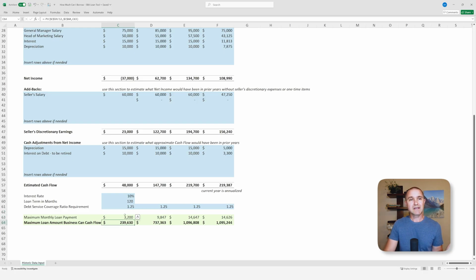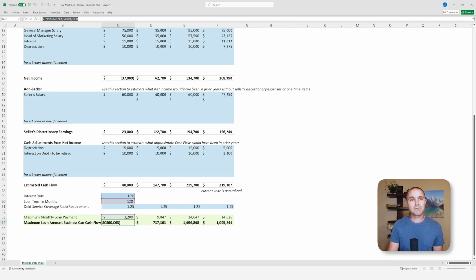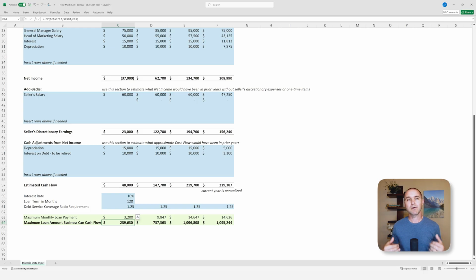And then from there, we can back into, and we've got this fancy little equation up here, the maximum loan amount that this business can cash flow. Based on this $48,000 of cash available to make loan payments and a 1.25 debt service coverage ratio, we're saying the business can support a loan of $239,000.